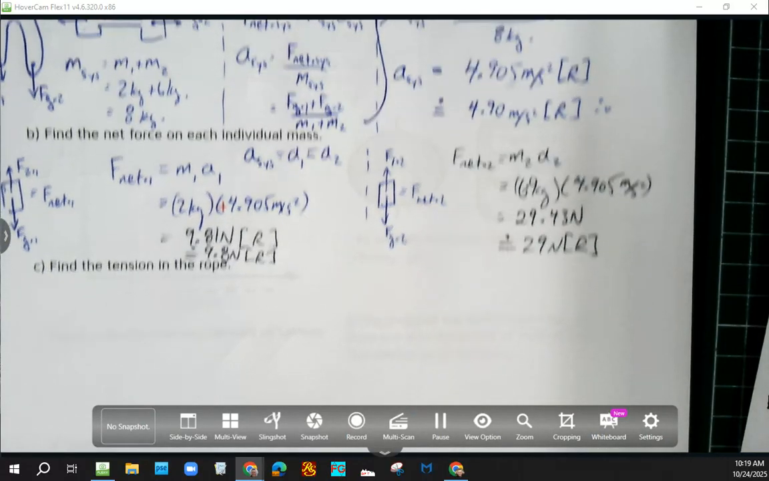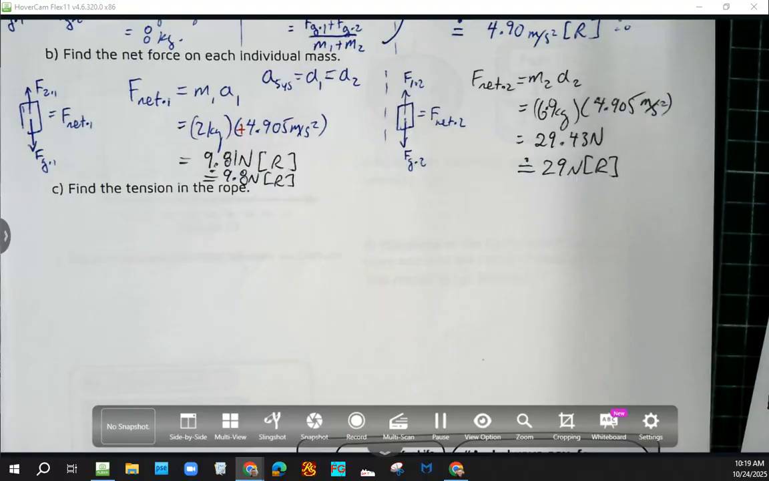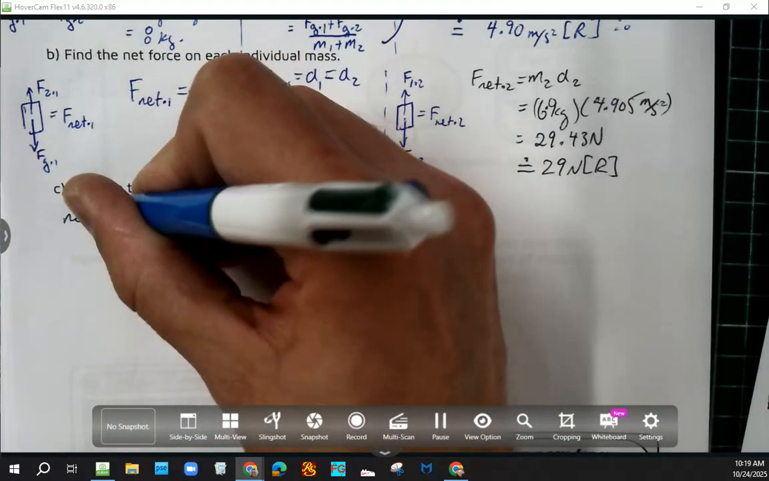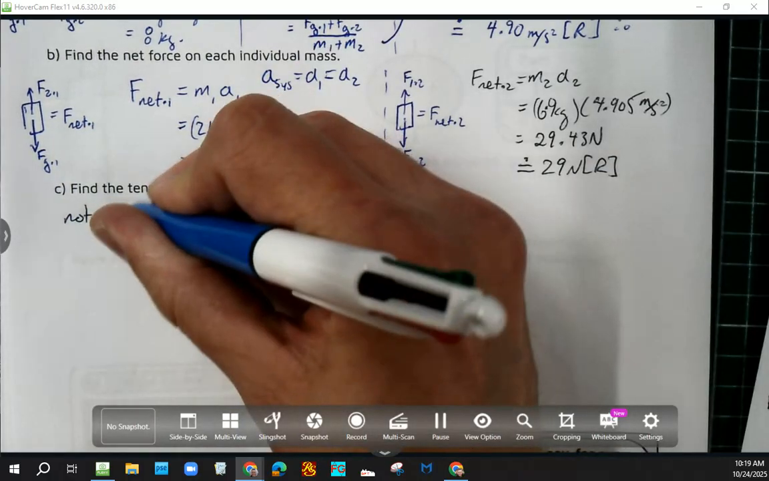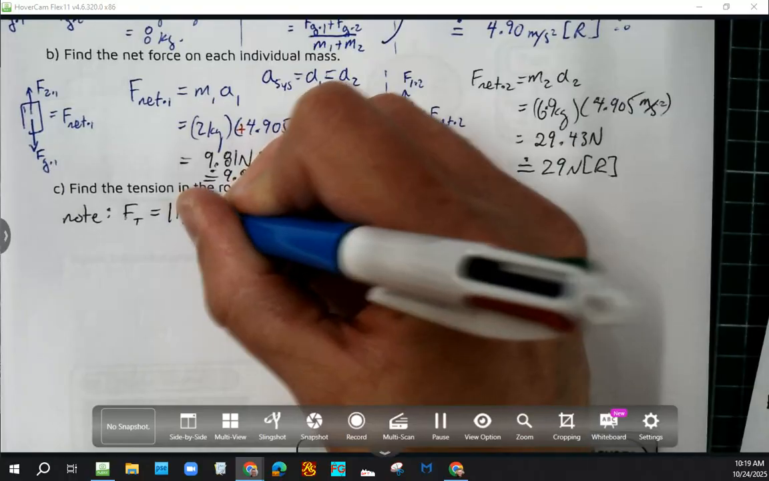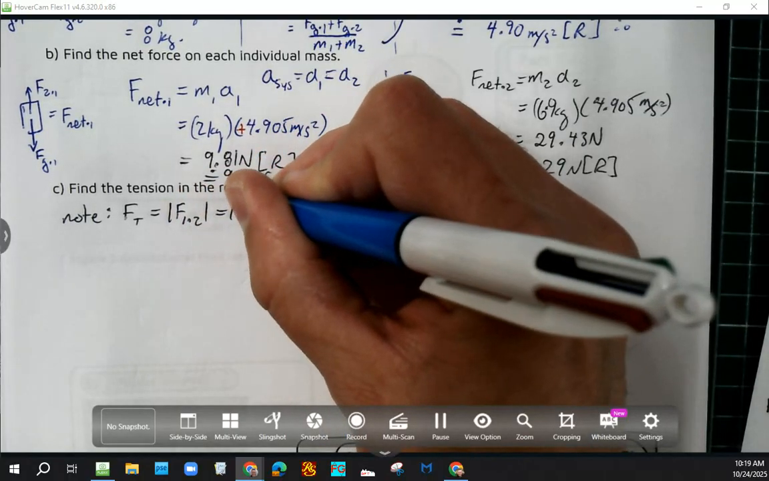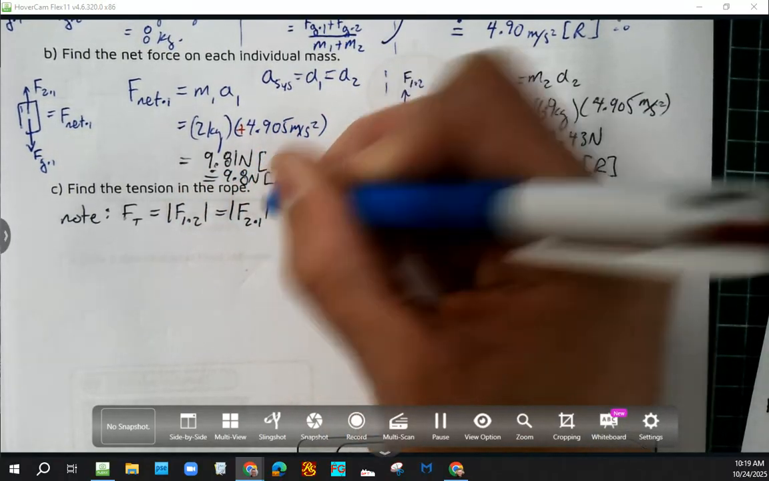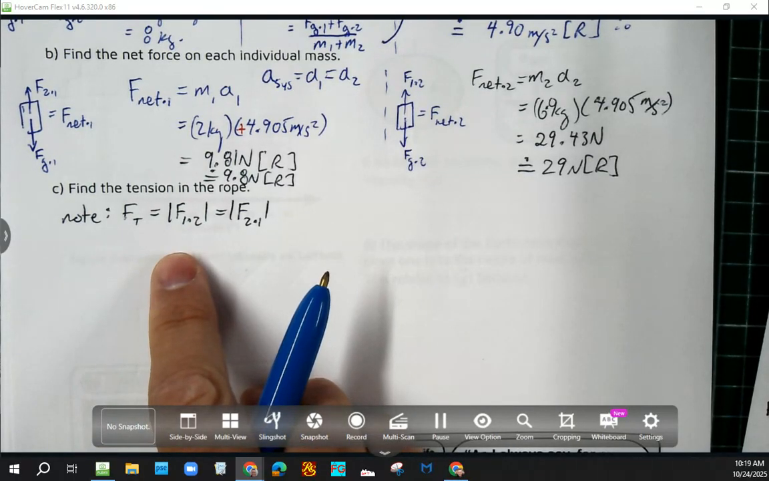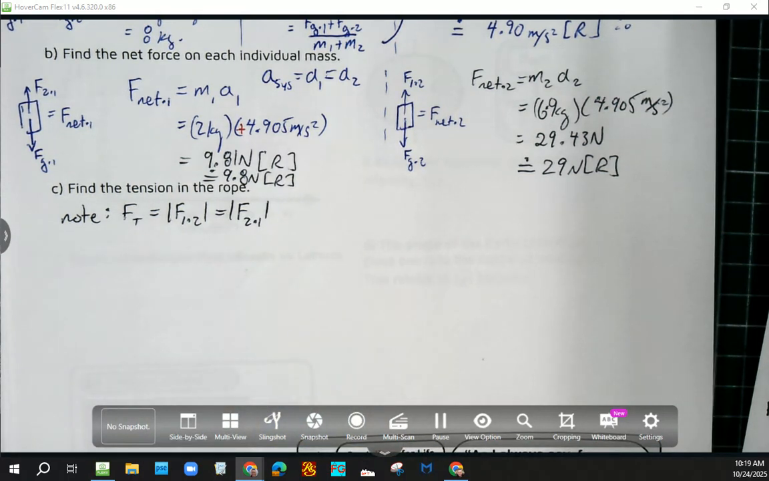Now the next question is to find the tension. Every time that I find tension, just a quick little note, the tension, Ft, is equal to the magnitude of force of 1 acting on 2, which is equal to the magnitude of force of 2 acting on 1. They're all going to be the same size of force. I know force of 1 acting on 2 and 2 on 1 will be opposite directions. We can see that in the diagrams, but the magnitude is what we call the tension.